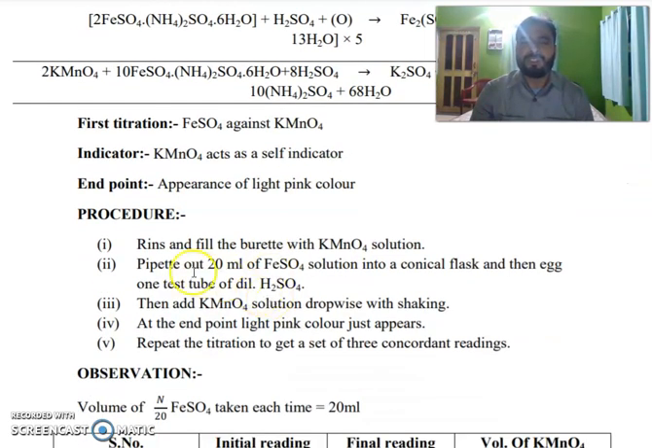What is the procedure? You have to follow these 5-step procedures. Rinse and fill the burette with KMnO4 solution. Pipette out 20 ml of ferrous sulfate solution into a conical flask. You know the conical flask. And then add 1 test tube of dilute sulfuric acid. Then add KMnO4 solution dropwise with shaking. At the end point, light pink color just appears. Repeat the titration to get a set of 3 concordant readings.